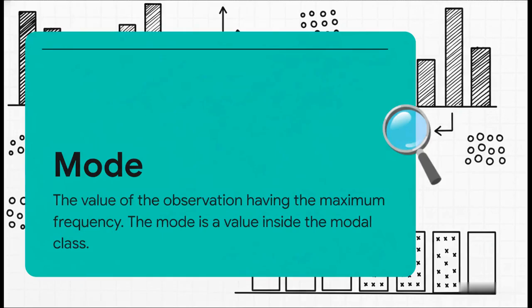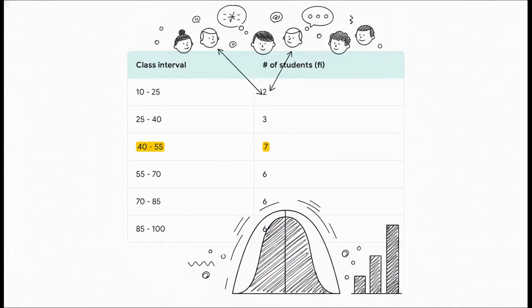Yeah, the mode is all about frequency. It's the value that shows up more often than any other. It's basically a popularity contest for numbers. For our group data, we first have to find the modal class, which is just the group that has the most students in it. And if we look back at our student data, it's super easy to spot.